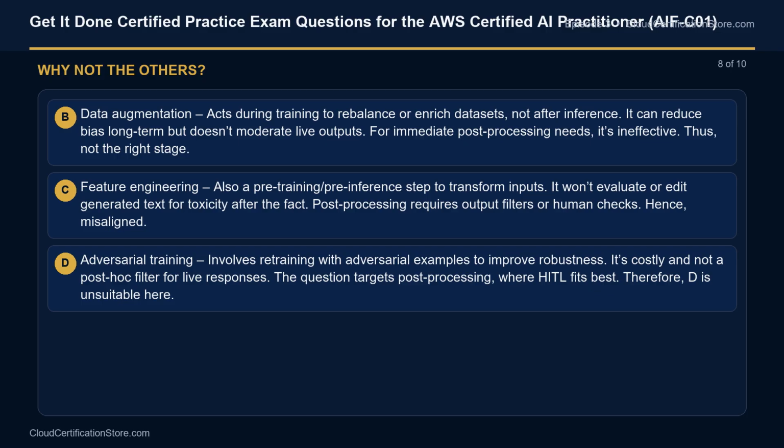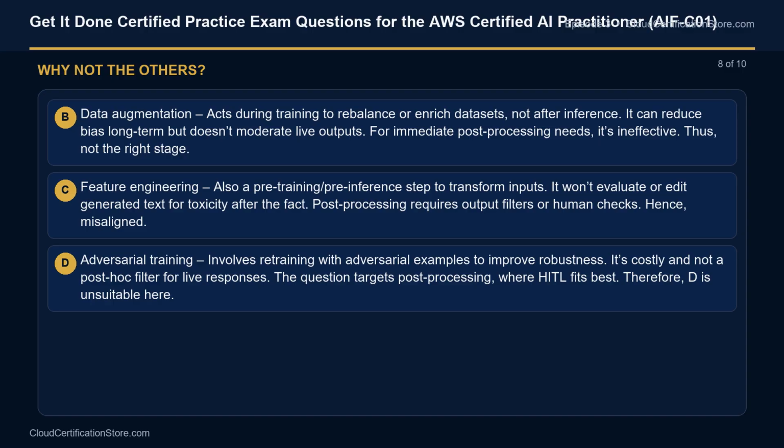Why not option C? Feature engineering, also a pre-training/pre-inference step to transform inputs. It won't evaluate or edit generated text for toxicity after the fact. Post-processing requires output filters or human checks. Hence, misaligned.